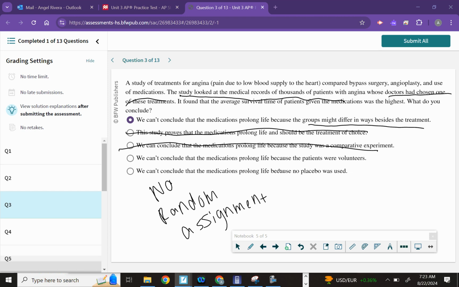We can't conclude the medication prolong life because no placebo is used. You don't always have to have a placebo. So they were trying to compare which has the better survival rate, the surgery, the angioplasty, or the medication. So in this case, a placebo wasn't needed.